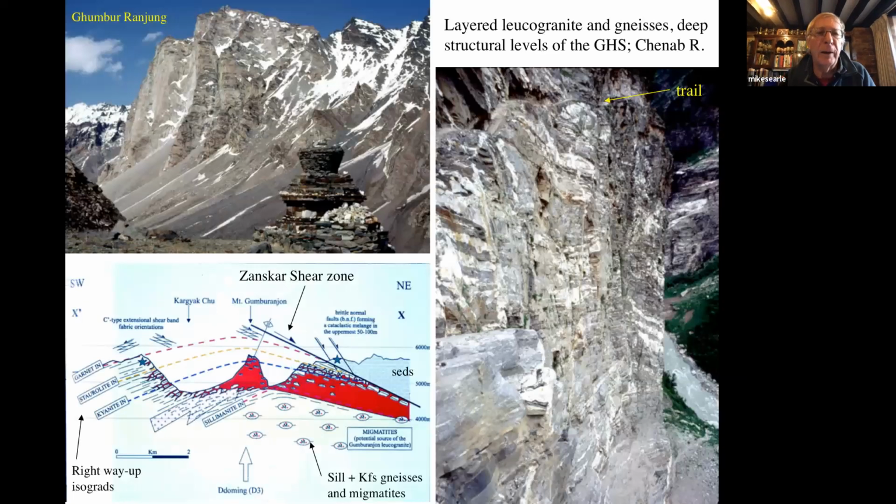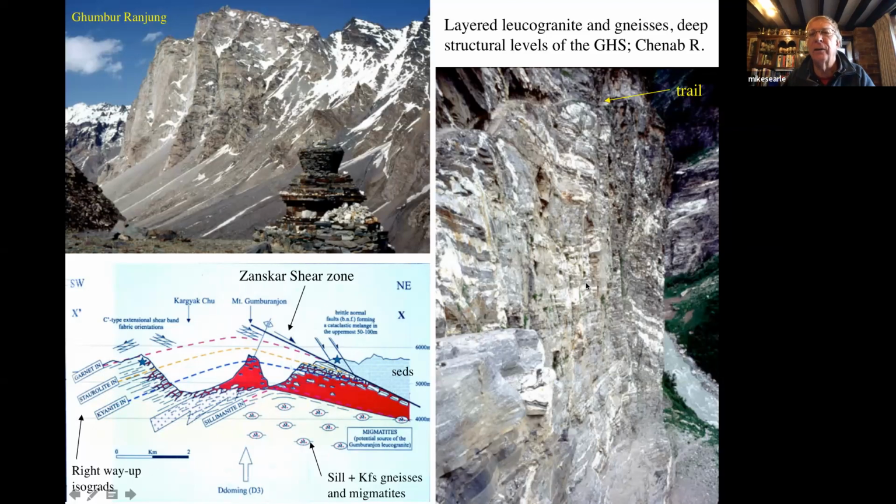So what do the guts of the Himalayas look like? This is on a trek that I did many years ago now from Kashmir over towards the Chenab Valley in western Himachal Pradesh, and then leading eventually over into Zanskar, Gumbarangjam Massif here. And you can see all the isograds, kyanite, staurolite, garnet isograds. This is right way up metamorphism, telescoping into this huge ductile shear zone along the South Tibet detachment here, which is called the Zanskar shear zone in the west.